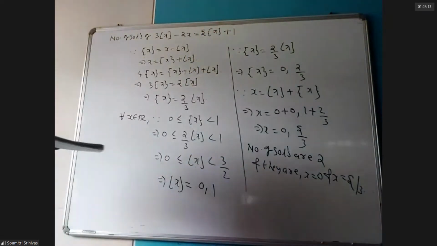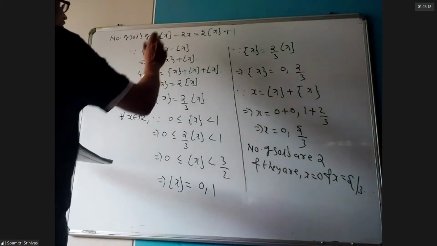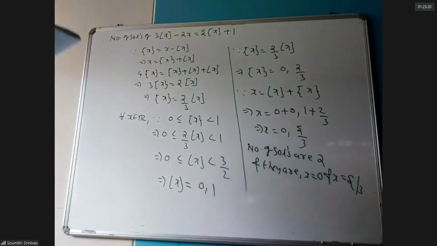Number of solutions of 3 times step x minus 2x is equal to 5 times the fractional part of x plus 1.